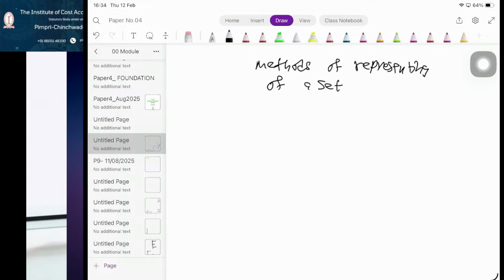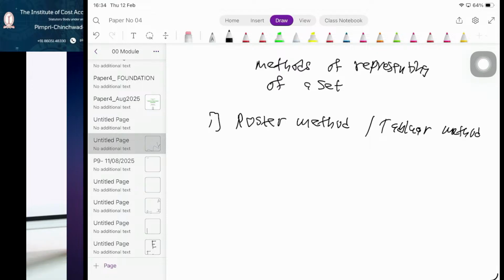Now, by which two methods can you define or represent a set? There are two methods. The first is called the roster method or tabular method. What does it mean? When you define the set along with all the elements, say I have written here 2, 4, 6, 8, that's all. So I have defined the set with members. In most cases when you solve problems in examination, this method is used.